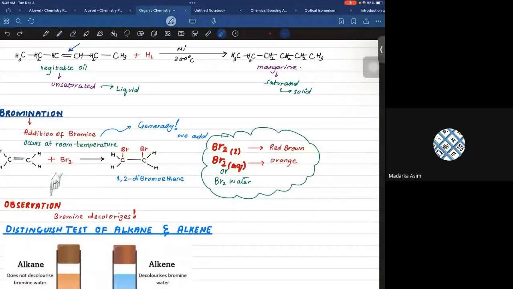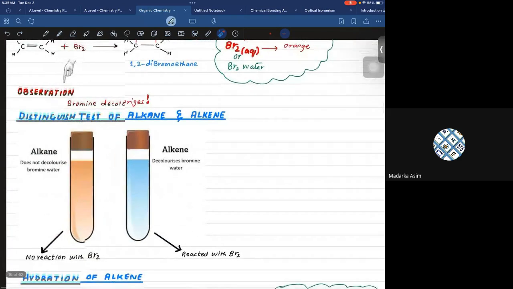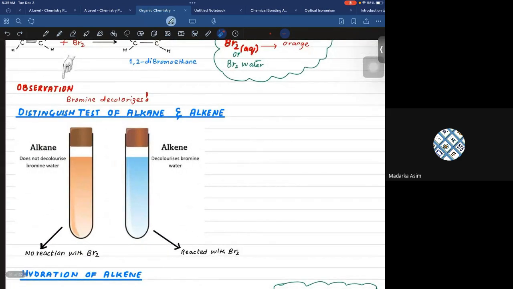So this is called the chemical test. Remember, this is called the chemical test. Whenever the examiner asks to differentiate between an alkane and alkene, you would be adding bromine water just like that. In the case of alkene, the bromine reacts with the alkene and its color is changed. But in the case of alkane, the bromine is not reacting with the alkane, so the color of the bromine is not going to change. So I would write no reaction with bromine. So this is a good test. This is the good difference test between alkane and alkene.